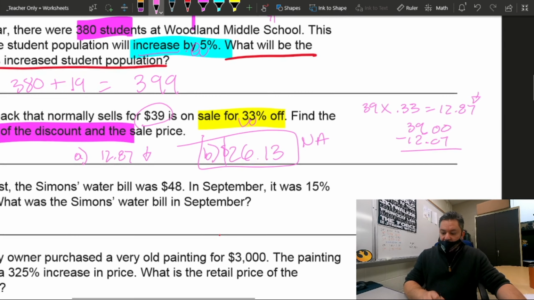Again, key thing right here, make sure you line up the decimals. If it's a whole number, don't forget that the decimal is at the end, and put the decimal where it goes. Line them up. On addition and subtraction, you always have to line up the decimals.